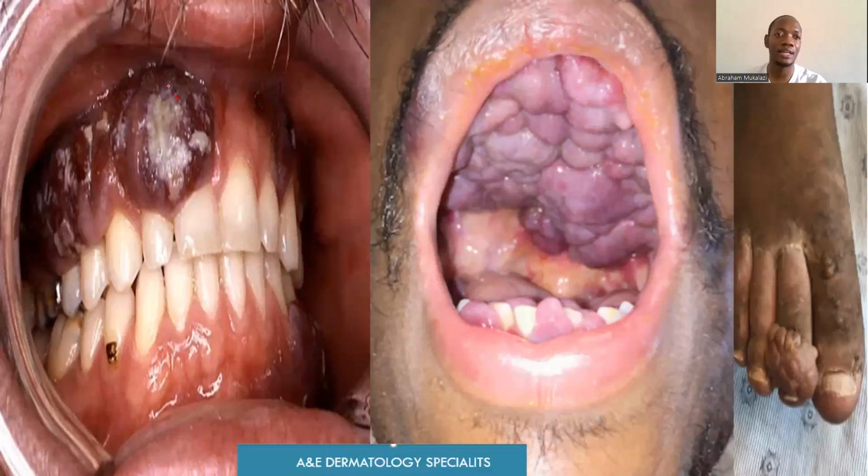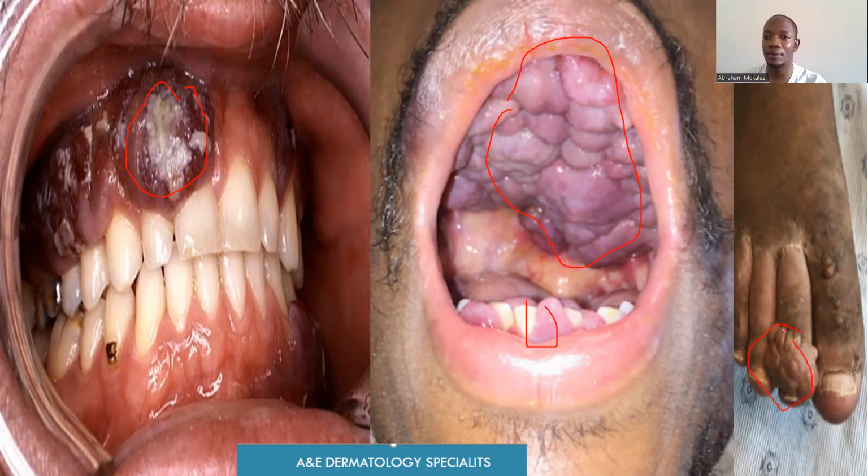So this is how it will look. You see the lesions in the oral mucosa. This is Kaposi sarcoma, and it can have that picture. You have this gingival hyperplasia. You have these nodular lesions and plaques on the hard palate. So this is your Kaposi sarcoma.